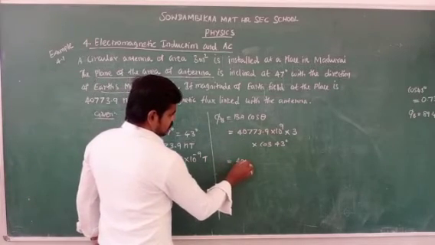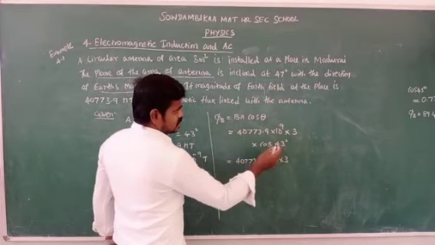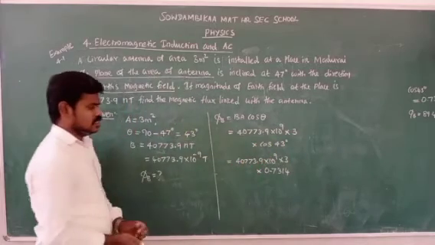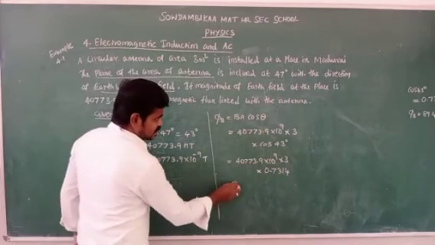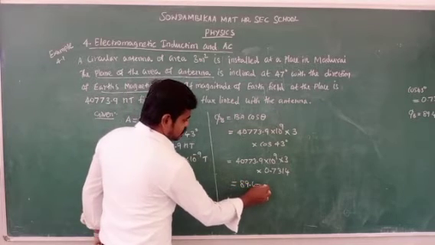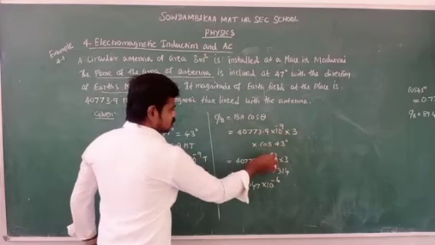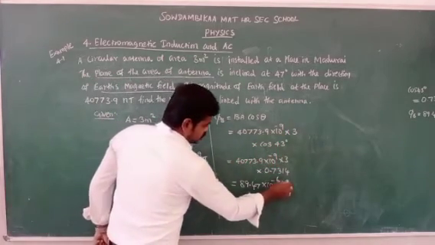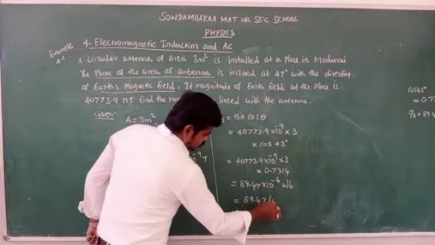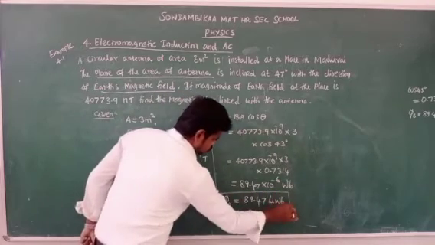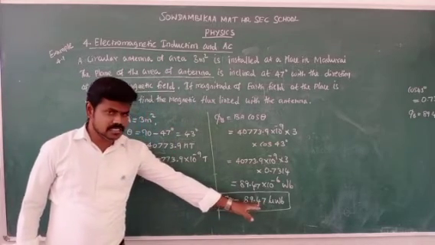Next, 40,773.9 into 10^9 into 3 into cos 43 degree value. The cos 43 degree value is 0.7314. Okay, so if all three multiply, then we get 89.47 into 10^-6. The unit for 10^-6 is Weber; 10^-6 means micro. So 89.47 micro Weber. So the magnetic flux linked with the antenna is 89.47 micro Weber.